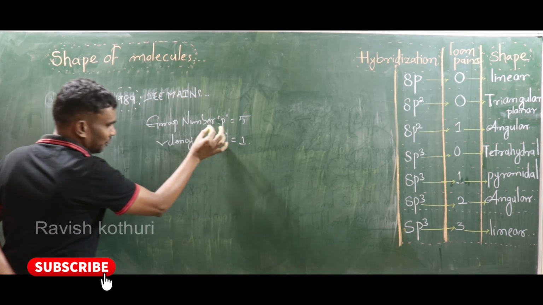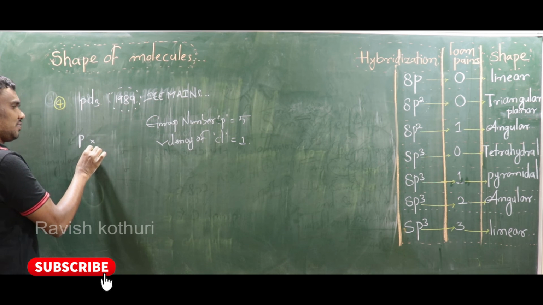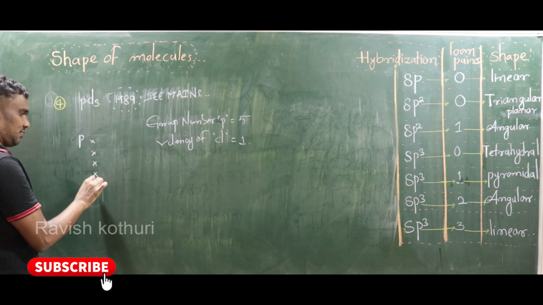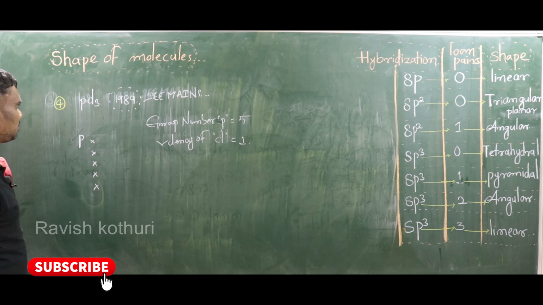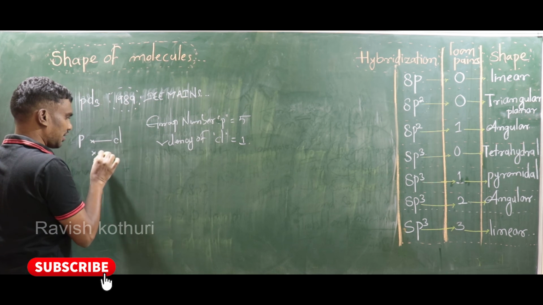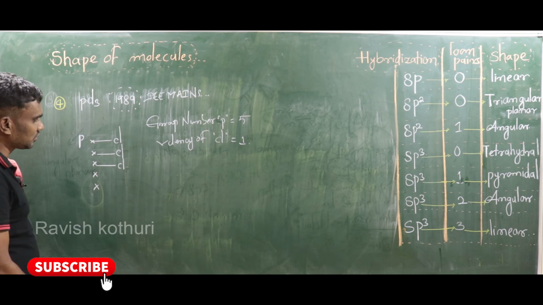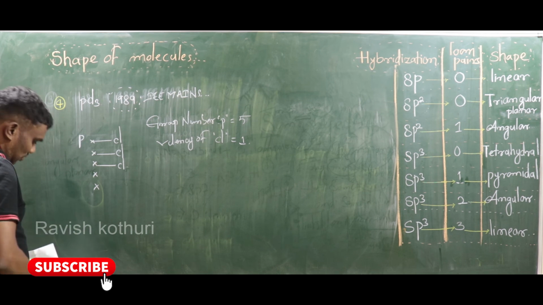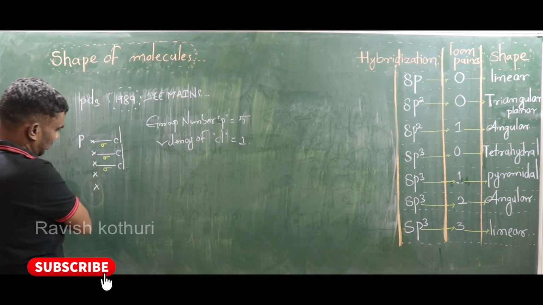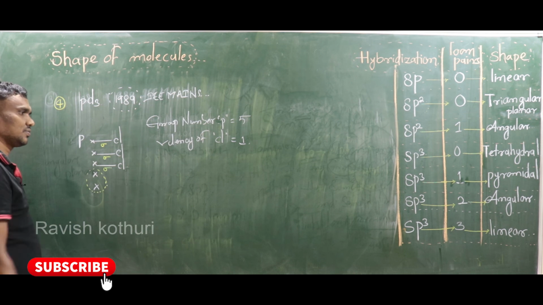Now here, phosphorus, which group? Fifth group. So that is the reason 5 valence electrons are present in valence shell. First one, second one, third one, fourth one, fifth one. 5 electrons. Now here observe carefully. How many chlorines are there? 3 chlorines are there. First chlorine, second chlorine, third chlorine. All single bonds are sigma bonds. Now, this is one lone pair.